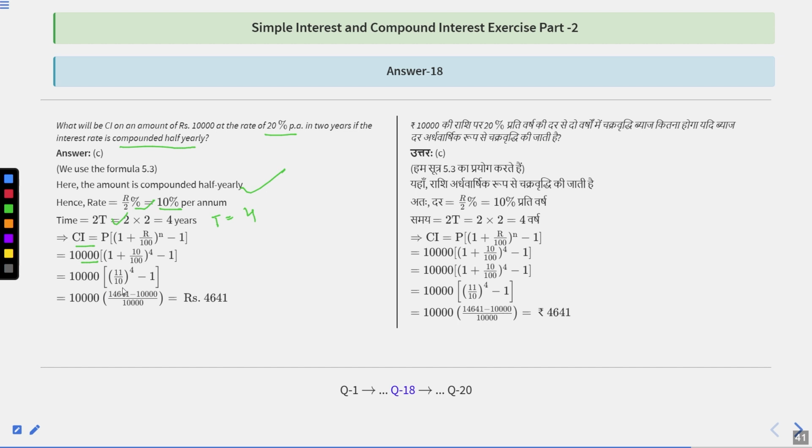When we calculate it, we get 11 upon 10 to the power 4 minus 1, multiplying by 10,000. So when raising 11 to the power 4, it becomes 14,641, minus 10 to the power 4, which becomes 10,000, upon 10,000. So when we calculate it, we get 4,641 rupees. C is the correct answer.